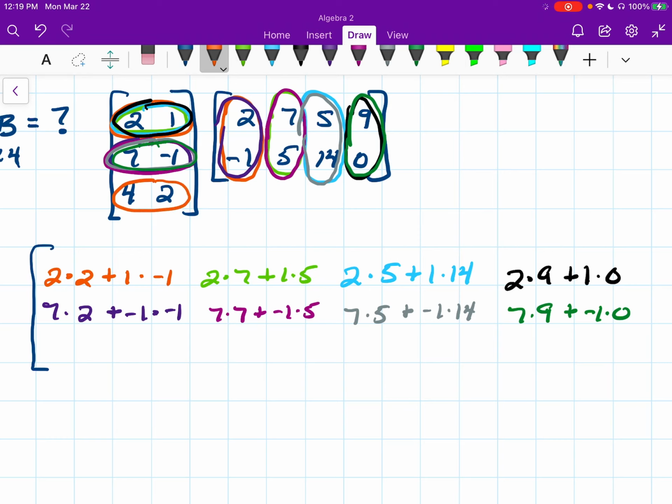We have 4 and 2 with the first one. So it'll be 4 times 2 plus 2 times negative 1. Then again, we use the 4, 2 row with the second column. Will be 4 times 7 plus 2 times negative 1. Oops, I'm sorry, that shouldn't be a negative 1. I looked at the wrong spot. That should be a 5.